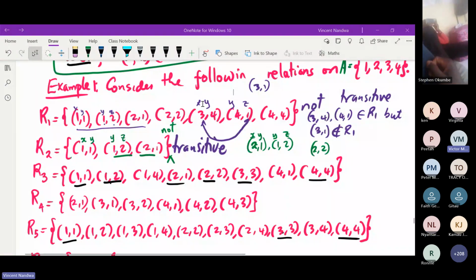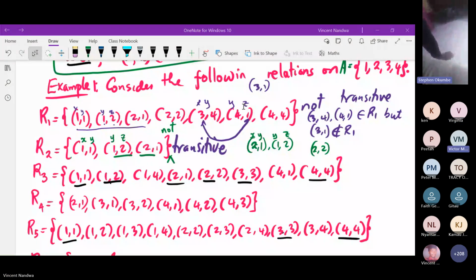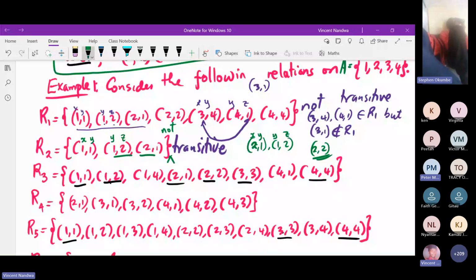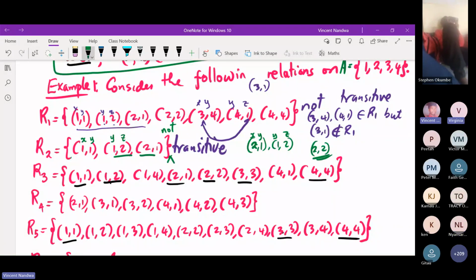Yes, good. So I was saying that the relation R2 is not transitive because of what has been said: the elements 2,1 and 1,2 obey the structure x, y and y, z, but then x, z will not be there. 2,2 is not in R2. So for R2 to be transitive, we need to add the element 2,2 for that condition to be satisfied. Therefore relation R2 is not transitive.